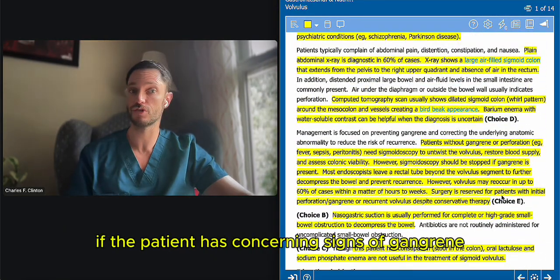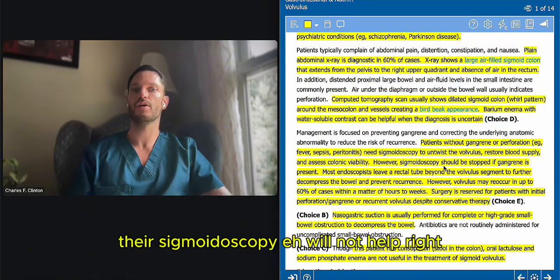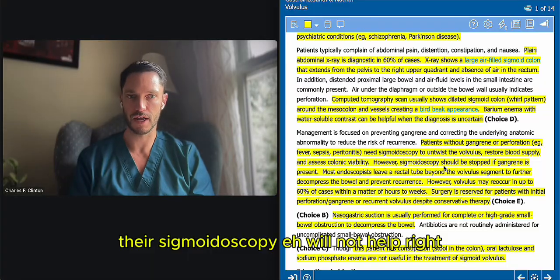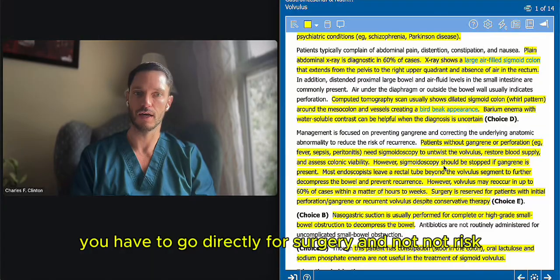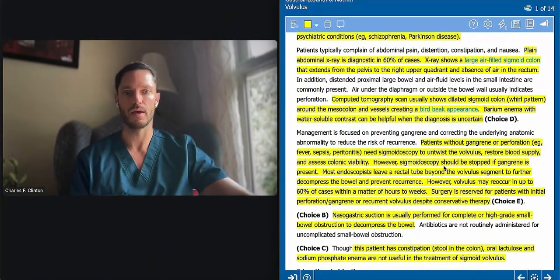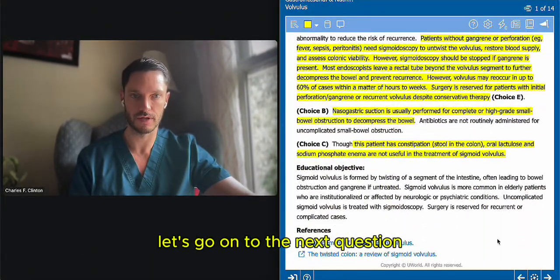So if the patient has concerning signs of gangrene or perforation, their sigmoidoscopy will not help, right? If you have those concerning signs, of course, you have to go directly for surgery and not risk it, okay? And that's about it for that one. Let's go on to the next question.